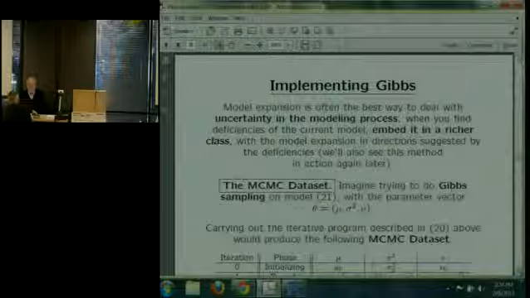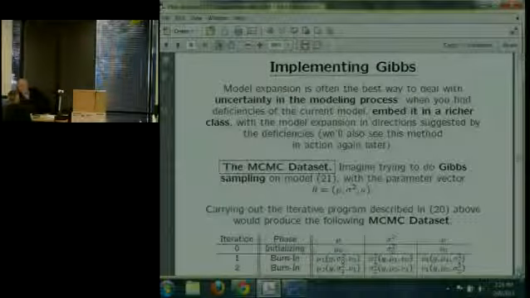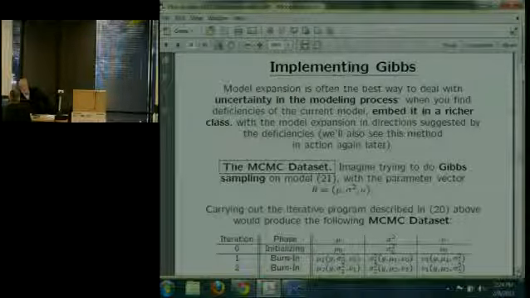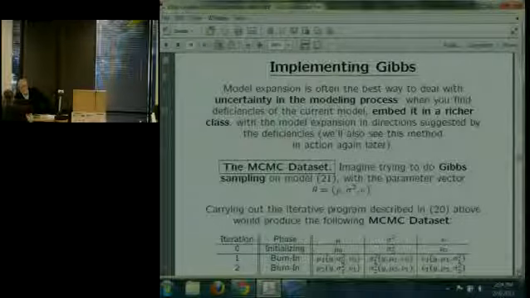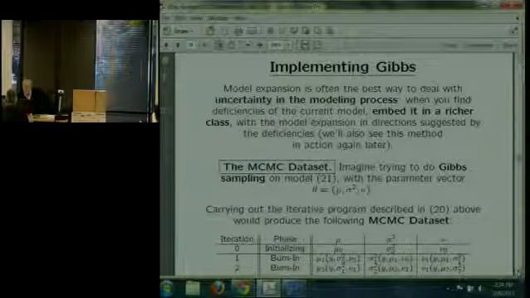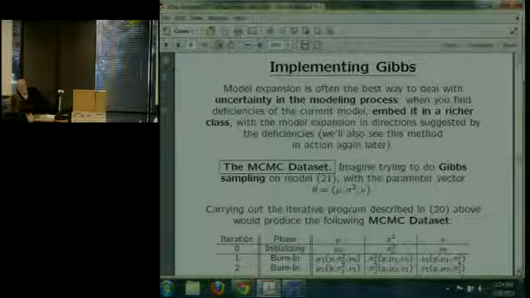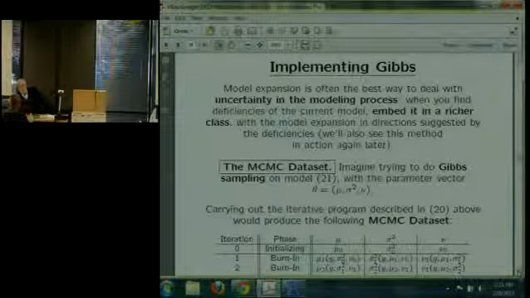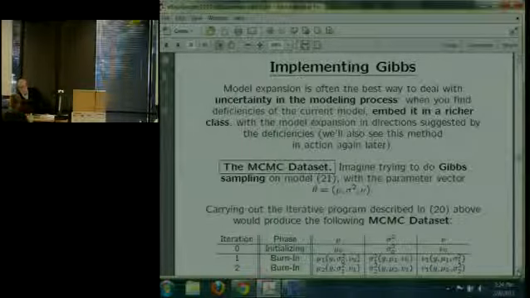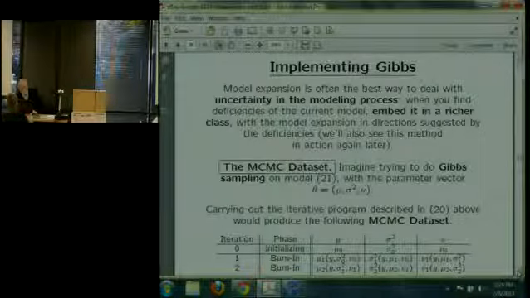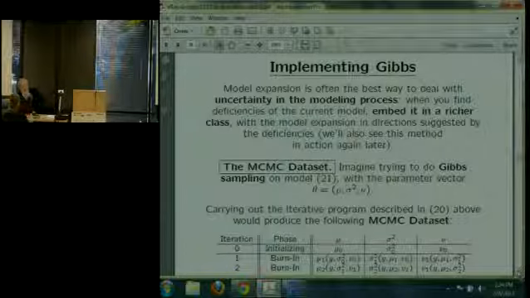And this is a standard way to deal with uncertainty in the modeling process, like it says at the top of this page. When you find deficiencies of whatever model is your current one and you're trying to find a better one, a good idea is to embed the current model in a richer class, with the model expansion in directions that are suggested by the deficiencies. And we'll see a number of examples of this as we go forward.